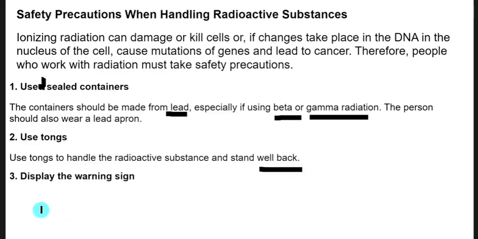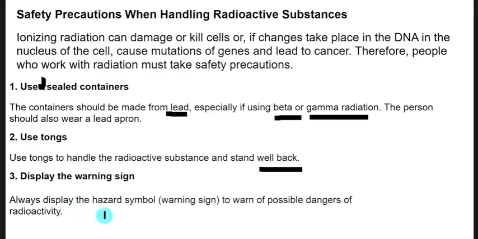Then three, display the warning sign. So always there's need to display the warning sign which tells people that there is radiation. So we are saying always display the hazard symbol or warning sign to warn of possible dangers of radioactivity. So this is the sign which they use. Whenever you move into building places, when you find this sign, they're telling you to be careful, this place you have come to contains radioactive substances. So when you use this one, people can be aware and can take precautions.